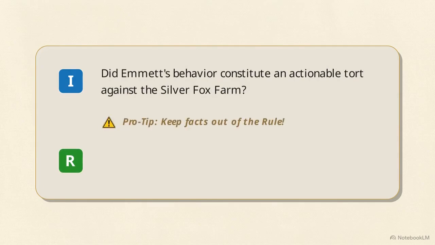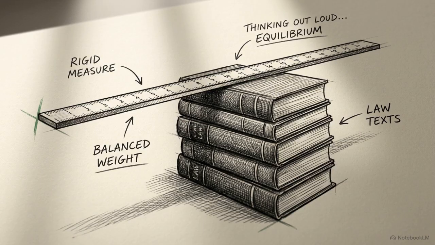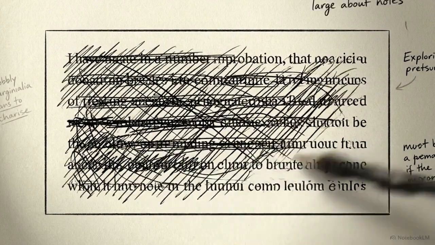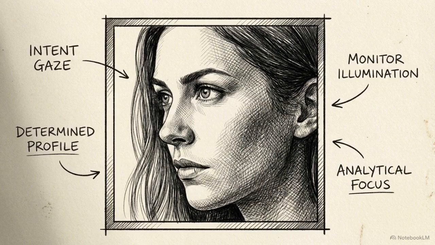Step 2 is R for rule. Warning, keep this purely theoretical. Type R and write the literal definition of a tort. We keep the facts out because the rule acts as our universal measuring stick. If you mix the specific facts of the case into the rule itself, the logic of your entire argument breaks down. Step 3 is A for application.